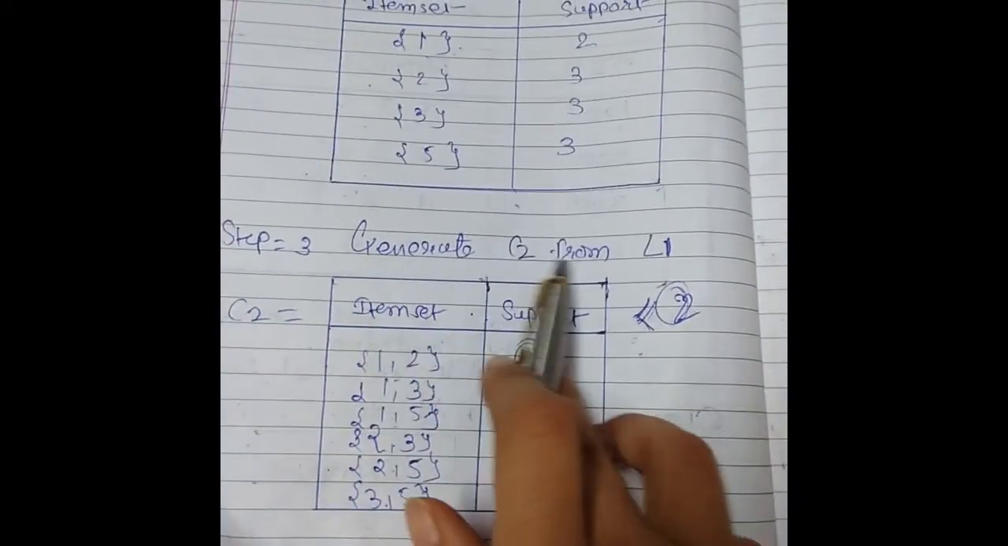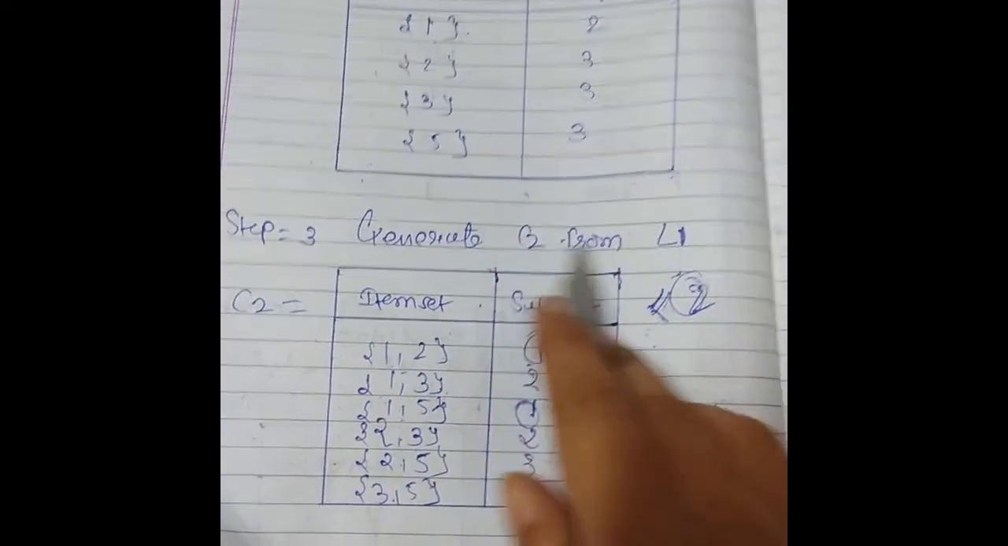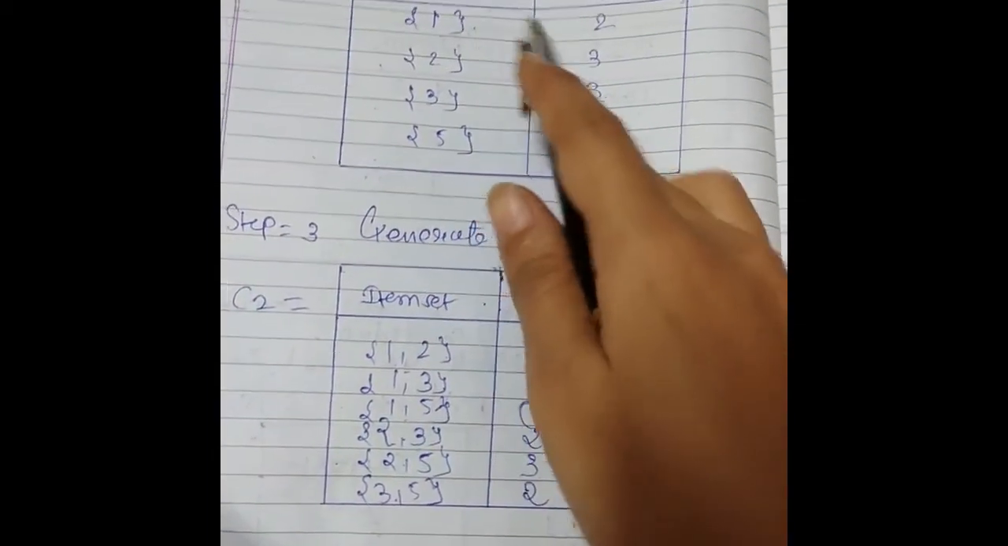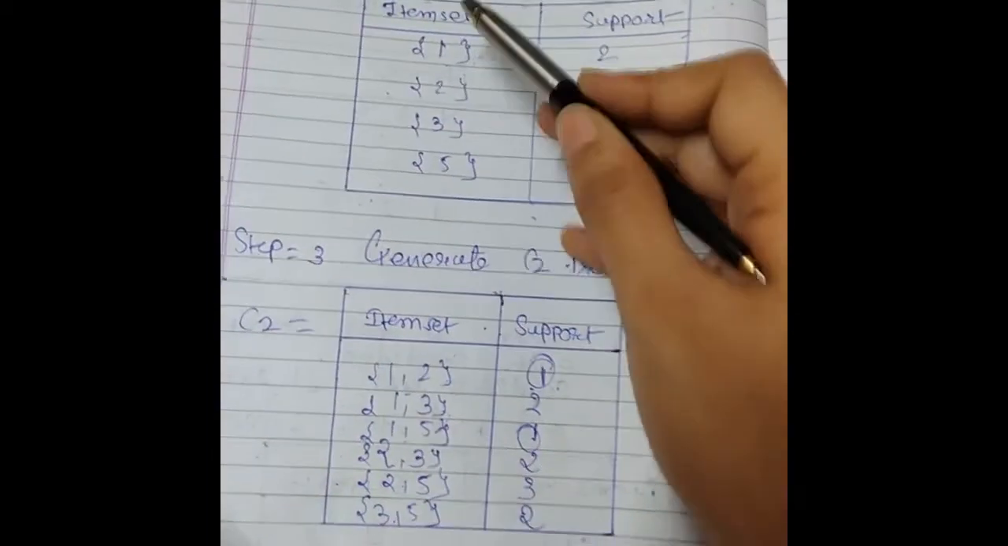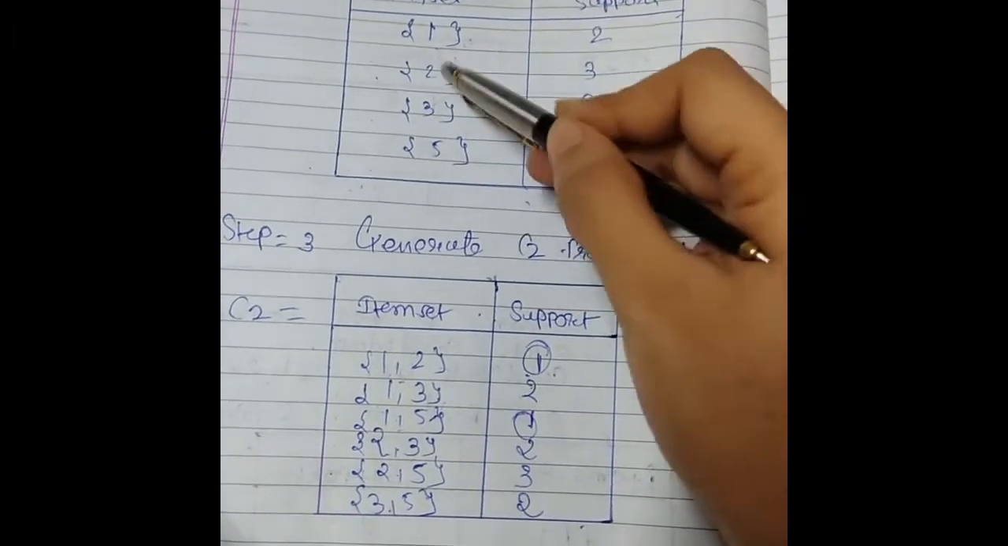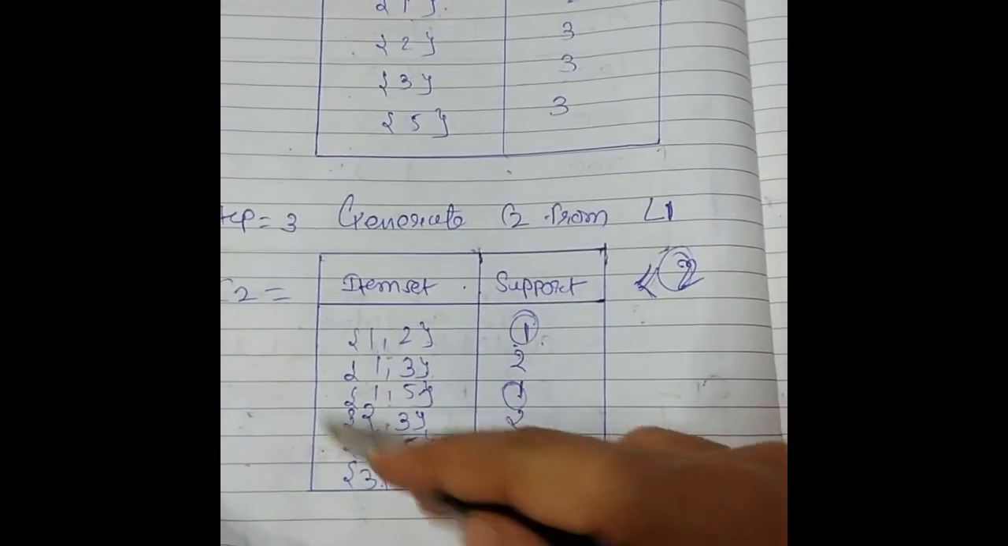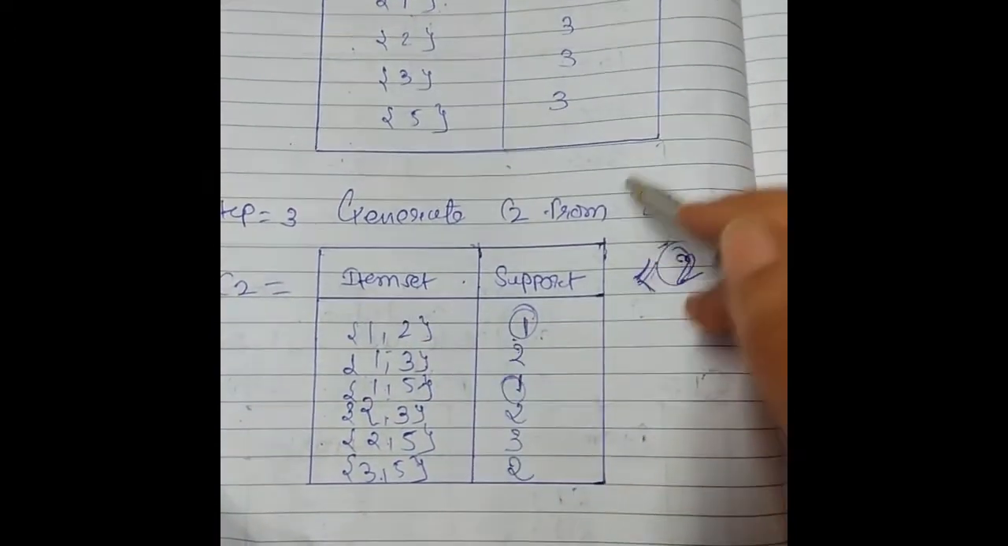Now we'll generate the candidate set C2 from L1. We'll create the pair of each item set: 1 2, 1 3, 1 5, 2 3, 2 5 and 3 5. Repeated item sets are not allowed here, so we'll only write the unique item sets.